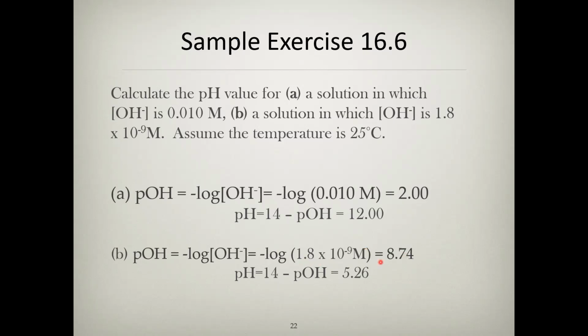So we can still go about converting in the same way, get a pOH of 8.74. So when we convert it, I should say we've got 2 digits after the decimal there again, so 0.74, because we've got 2 sig figs in that concentration. But when we go to convert this one now, we'll get 5.26, because we can just subtract that pOH from 14 in order to convert it to pH.